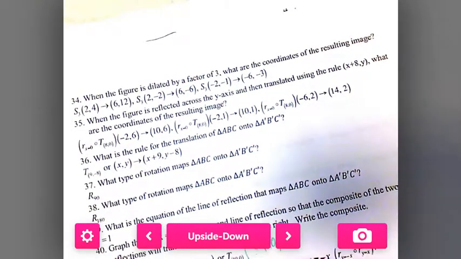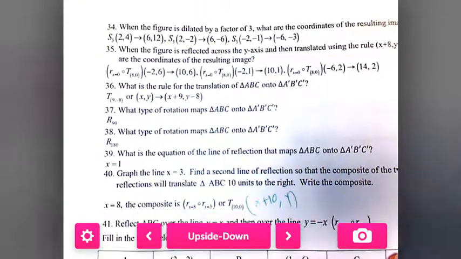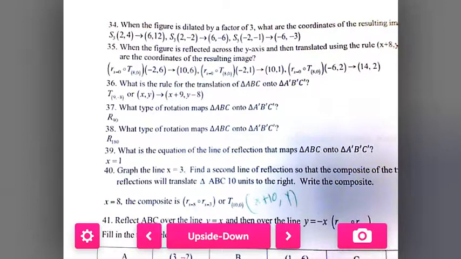37 is a rotation of 90 degrees. Number 38 was a rotation of 180 degrees. 39 is x equals 1. You good, Layla?